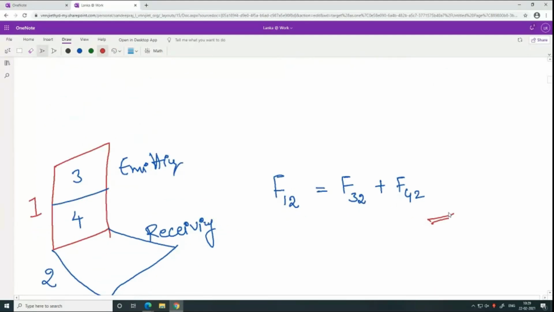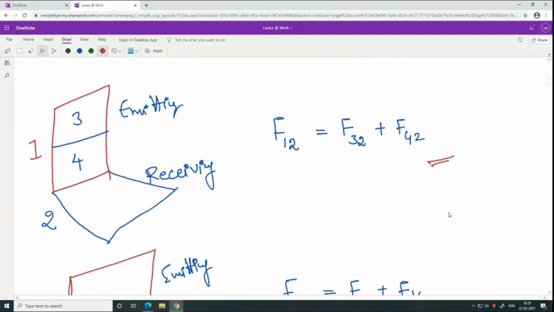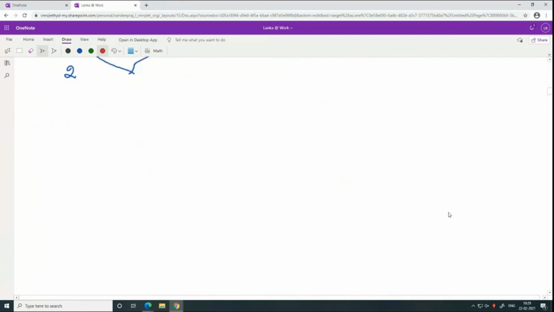Okay, we tend to think of shape factor like this. Whether this is right or wrong, we actually have to verify. For verifying the same, what I will do is, for the first case, I'm taking Q12 is equal to Q32 plus Q42 is the actual thing. The heat transfer is like this.